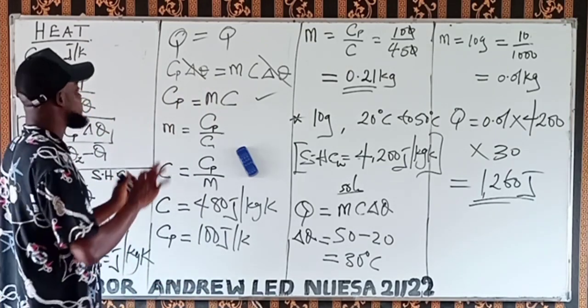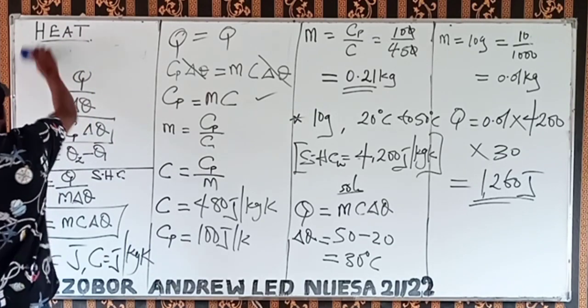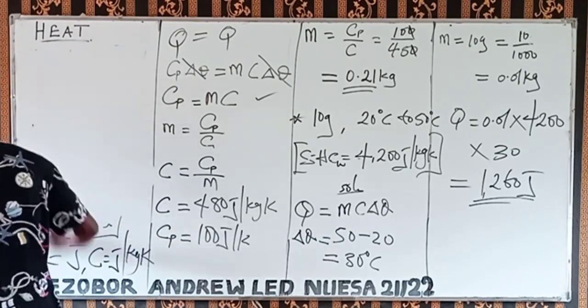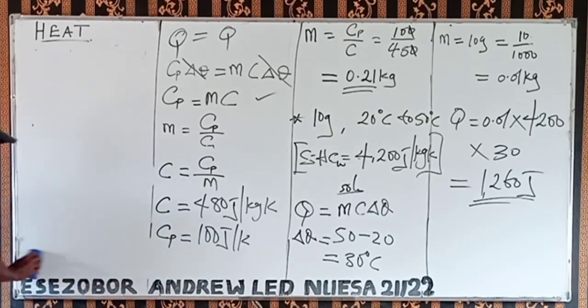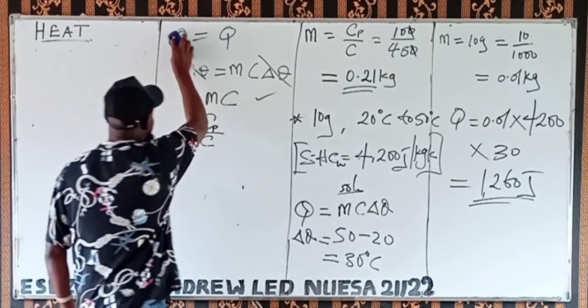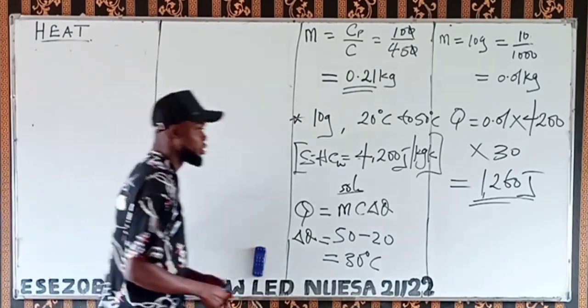Now, let's look at the method for measuring the specific heat capacity of a body. The instrument used if you want to measure the specific heat capacity of a body is the instrument called the calorimeter.